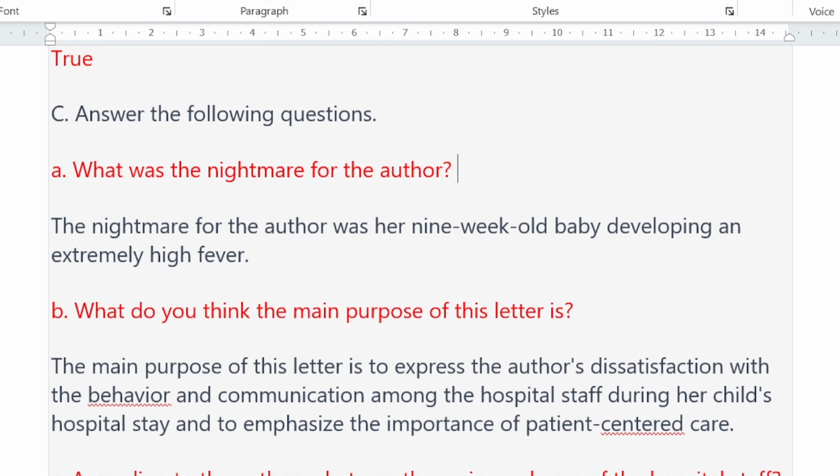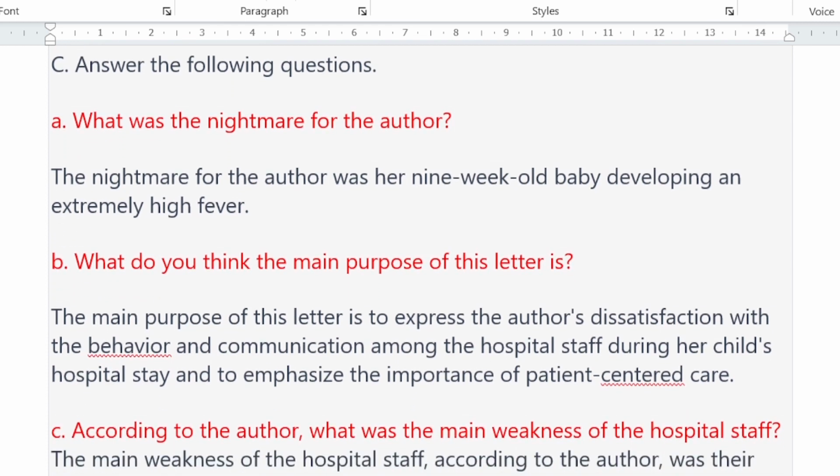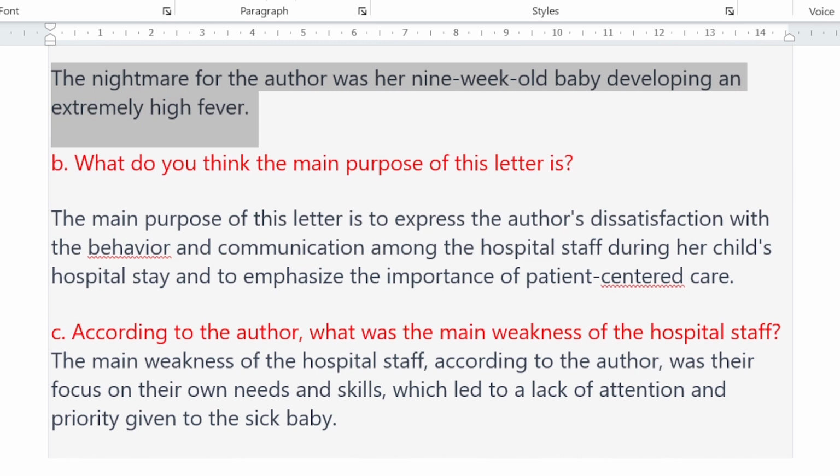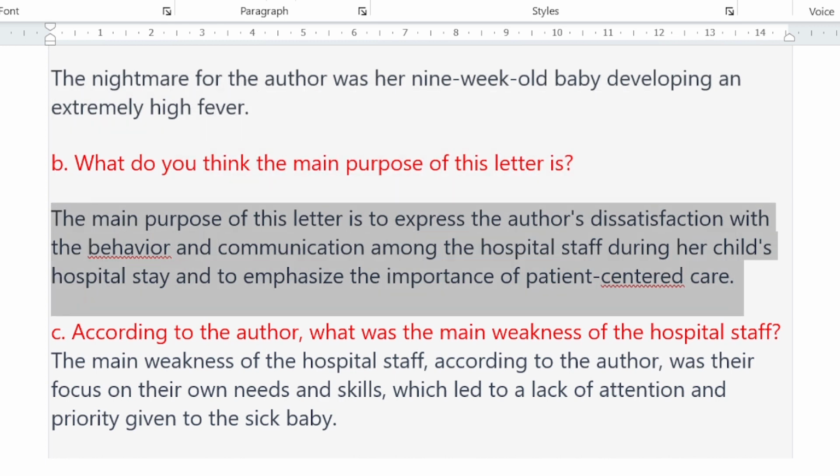What was the nightmare of the author? So the nightmare of the author was her 9-week-old baby developing an extremely high fever. This is the answer. What do you think the main purpose of the letter is? So the main purpose of the letter is to express the author's dissatisfaction with the behavior and communication among the hospital staff during the child's hospital stay and to emphasize the importance of patient-centered care.